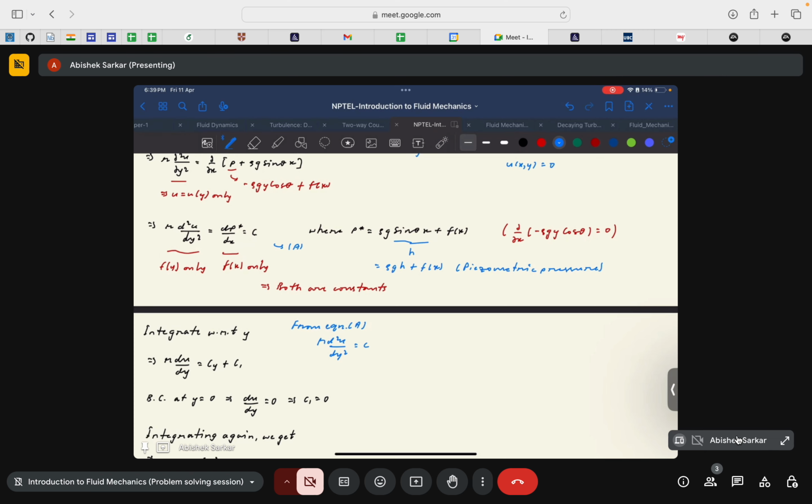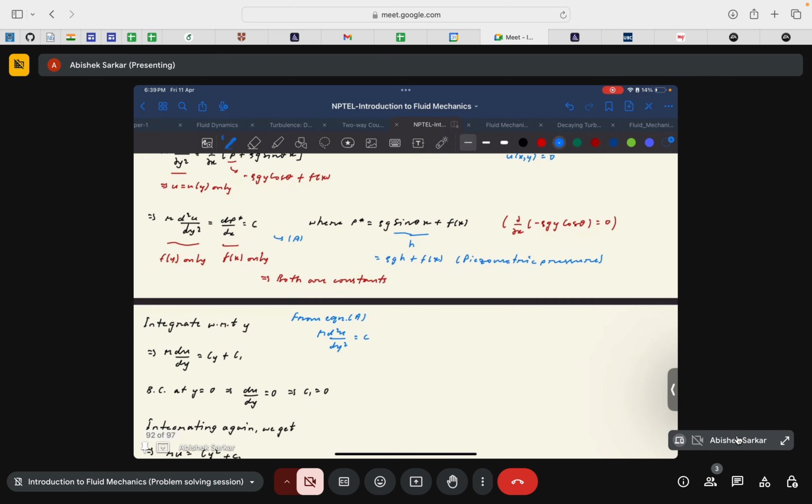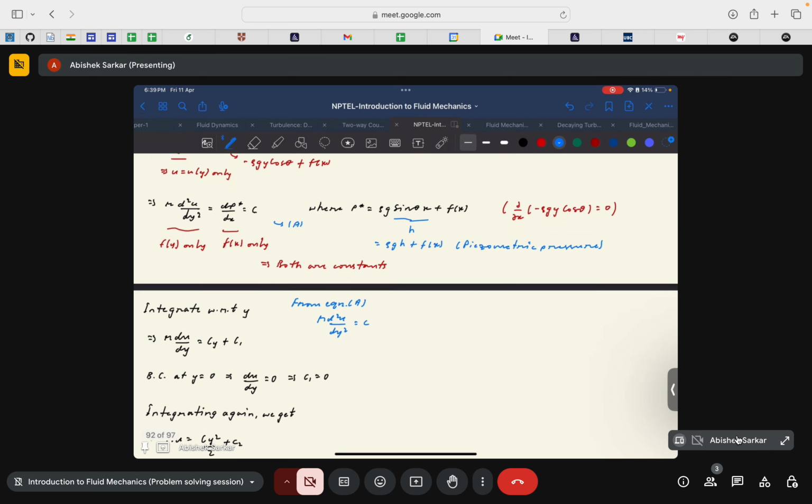Then integrating with respect to y, we will have mu du by dy is equal to cy plus some constant c1. Now if we apply the boundary condition that at y equal to 0, du by dy equal to 0, because again from the condition of maxima or from the condition of symmetry, du by dy equals 0 at y equal to 0, then we have c1 equal to 0.